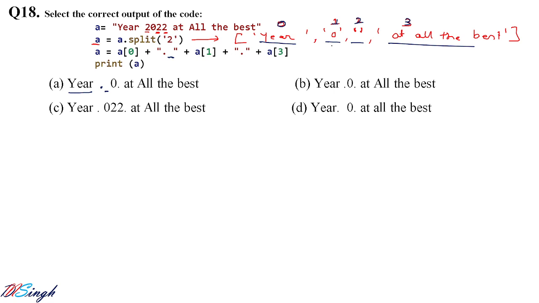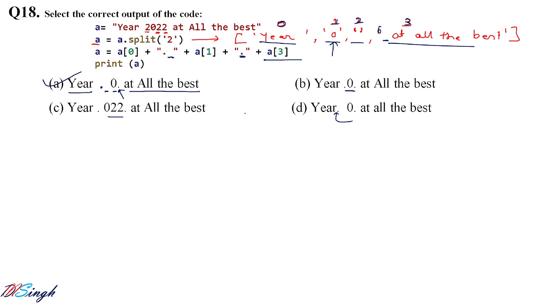Then you are going to have A of 1. So what is A of 1? 0. 0 will be there, and after that you are going to have a dot. Again there is no space after it, you just have a dot immediately after 0, and at last A of 3. So what is that A of 3? Here you have the space. So A of 3 is a space and at all the best. So option A is correct. This is not correct because it does not have spaces before and after the dot. The 2 will not come because it is a delimiter. And again here you do not have a space after year because that is available in the original string itself.